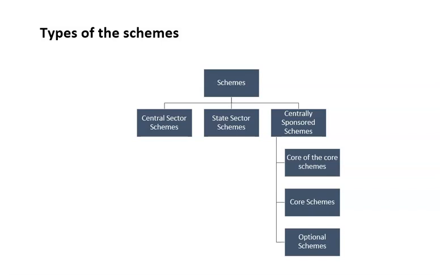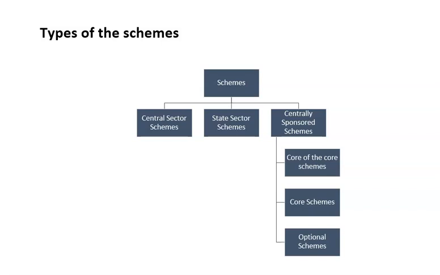Further, the centrally sponsored schemes are divided, starting with the core of the core schemes. It includes the schemes which are most important for the development of society and for social protection and social inclusion. So, if the government has funds, then the maximum of the funds will move to these schemes, and it includes the schemes related to Scheduled Castes, Scheduled Tribes, MGNREGA, etc.